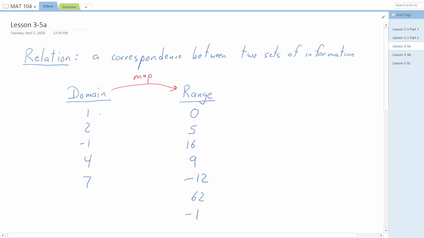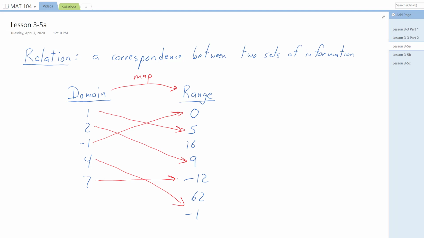So for instance, I could say that 1 corresponds to, relates to, maps to, we can use any of these words as synonyms, to 5. We could say that 2 is related to 9. We could say that -1 maps to 0. We could say that 4 corresponds to -1, 7 to -12. And some of these numbers might correspond, relate, or map to other numbers as well. So maybe 4 is also related to 16 somehow. And maybe 7 is also related to 0 somehow. So there's lots of different possibilities here.